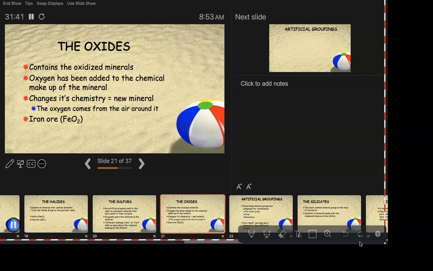So we'll tell you that basically the rusty minerals in your box of rocks there are the ones that are the oxides. Okay.